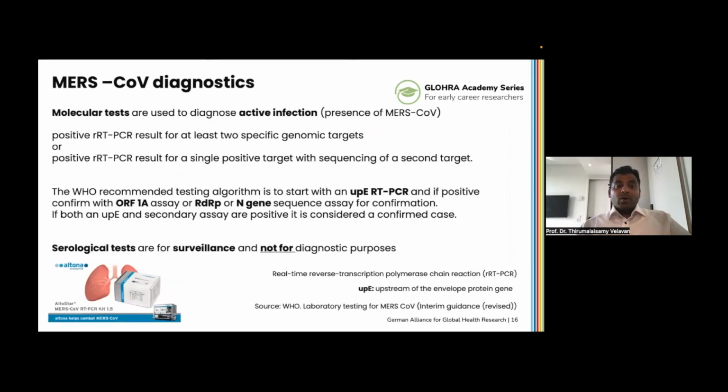If you look into the diagnostics, you have real-time PCR-based diagnostics. WHO recommends testing for 2 specific genomic targets being positive, or if you look for a single positive target, it has to be subsequently confirmed by sequencing of a second target. Serological tests are used, but these are only recommended for surveillance and not used for any given diagnostic purposes.